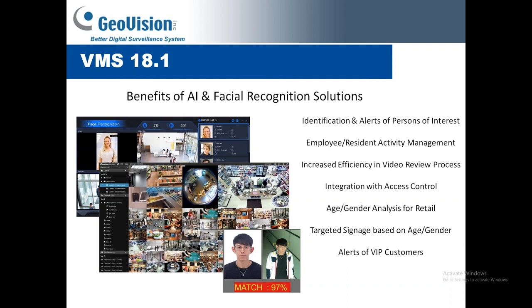You can do things like age and gender analysis, provide targeted signage based on that age and gender demographic, and then also get alerts based upon VIP customers that are coming into your facility. So if you have, say, a repeat shopper or someone that you want to take extra care of, you might be able to get a real-time alert based on their face whenever they show up at your facility.